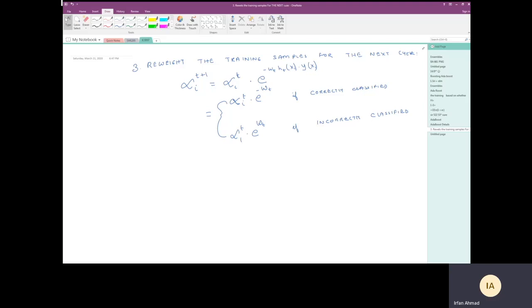So what do we understand from this? The weight of the sample will be reduced for the next time step if it was correctly classified at this time step. And the weight of the training sample would be increased if it was incorrectly classified at the current time step. So we give more weight to samples which were incorrectly classified now, so that later they are classified correctly by another weak learner. This is a very important concept to keep in mind. So this is how we have the weight of the classifier.